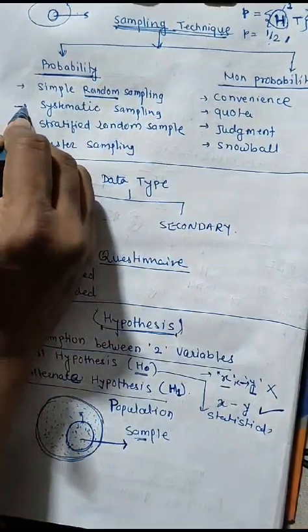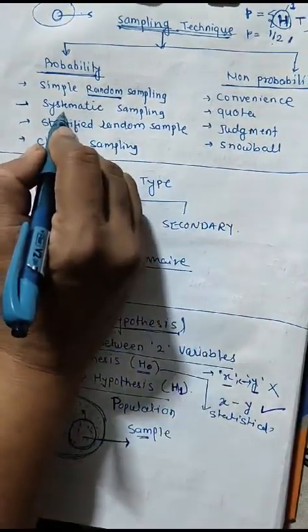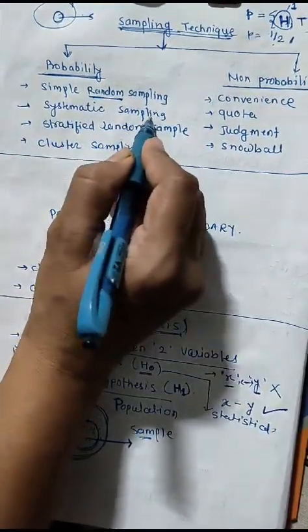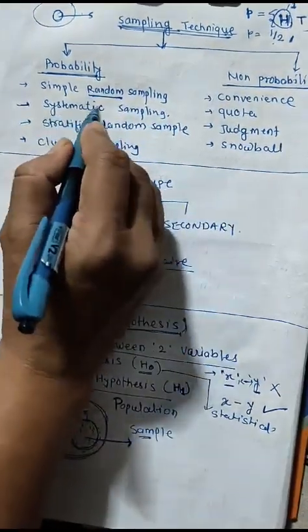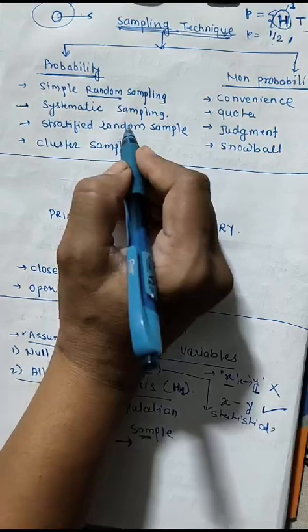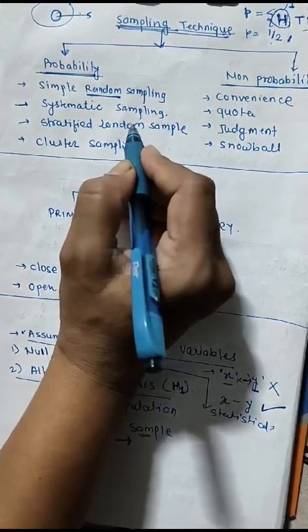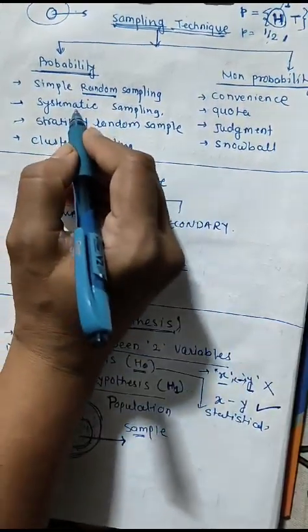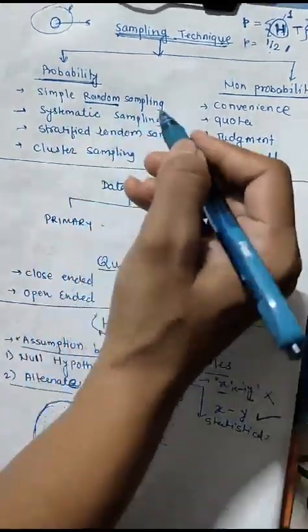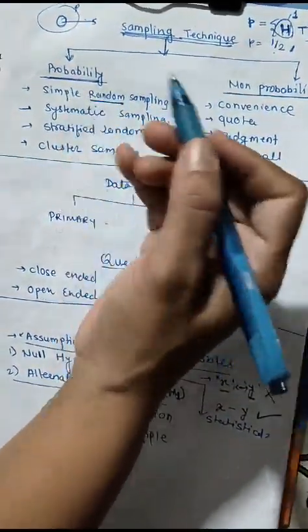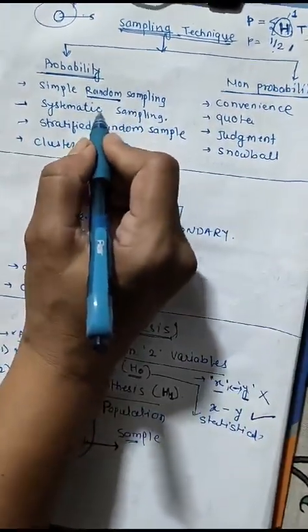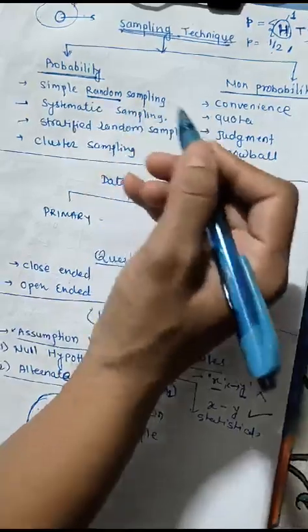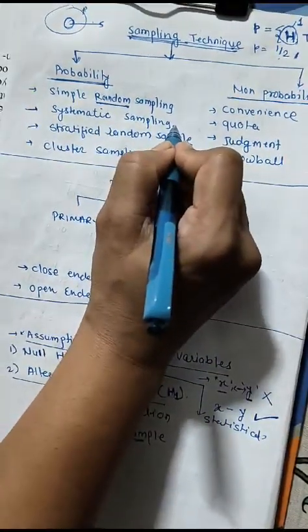The next one is systematic sampling. It means there is a pattern in choosing samples from that particular population. For example, in a number series, if you are choosing every third number, that is the 3rd, 6th, 9th, 12th, 15th, so if you are selecting multiples of 3, that will be systematic sampling.